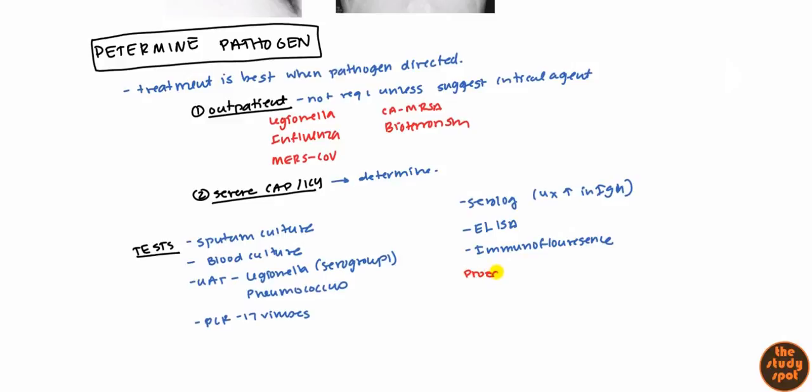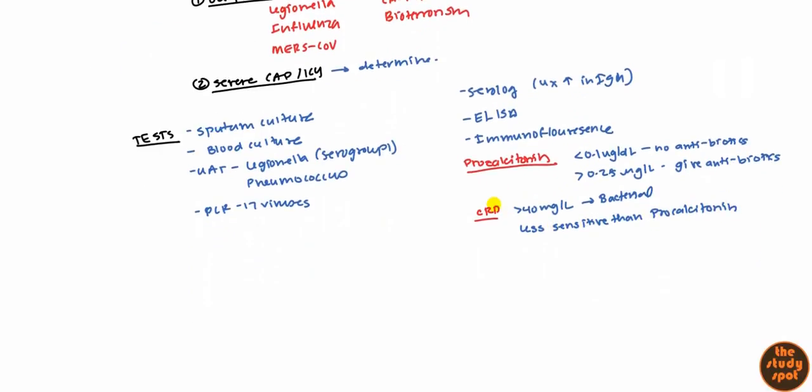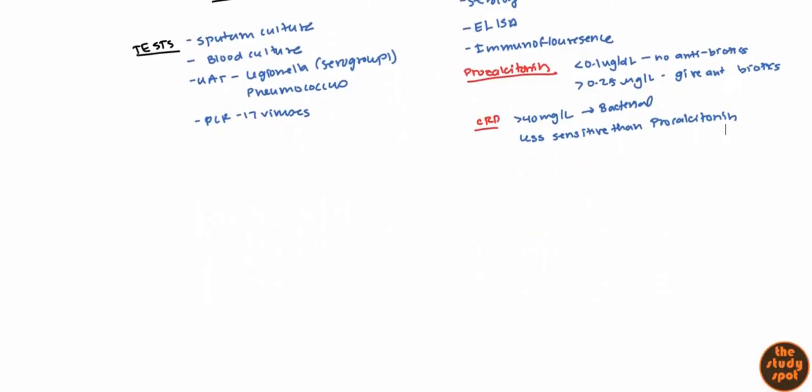There are some biomarkers such as procalcitonin. Generally, if it's less than 0.1 micrograms per deciliter, you don't want to give antibiotics because the chance that it's an actual bacteria is very small. However, if it's greater than 0.25, then you do want to give antibiotics. So this is one marker that you can use. CRP is also used, and generally if it's greater than 40, it's bacterial. However, it's less sensitive than procalcitonin, so procalcitonin is used more often. So that's what we have.